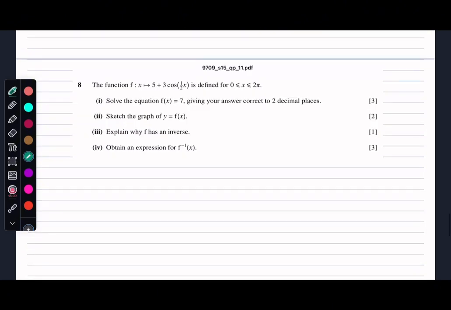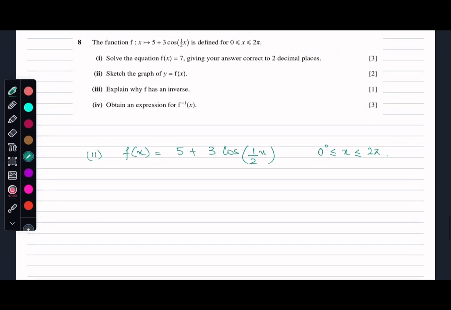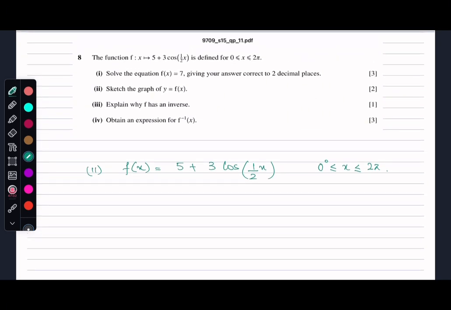Part 2 says sketch the graph of y = f(x). So again we have to sketch the graph of y = f(x). There are a few steps that we need to do before sketching the graph of f(x) = 5 + 3 cos(1/2 x), and this needs to be sketched from 0 degrees ≤ x ≤ 2π. So solving for part 2, sketching the graph, there are a few things that we need to understand: the transformations, and then the sketching.